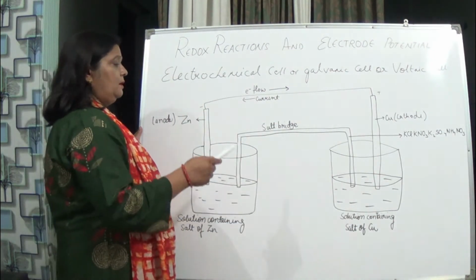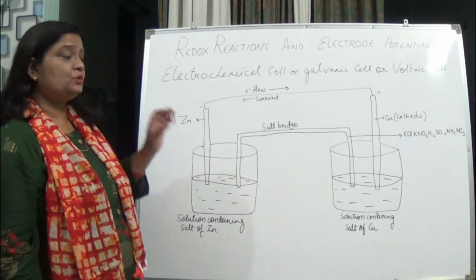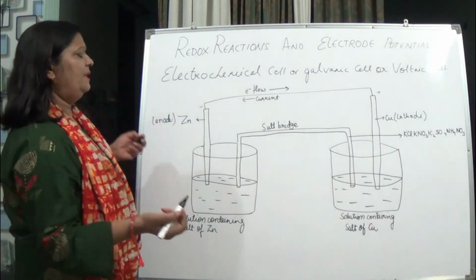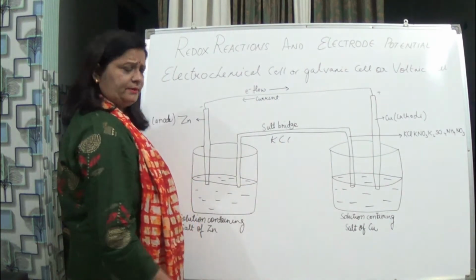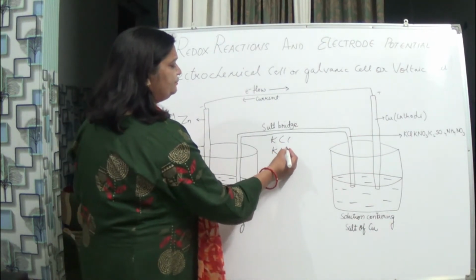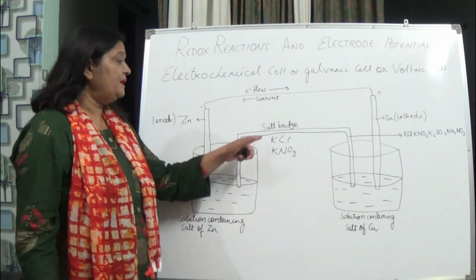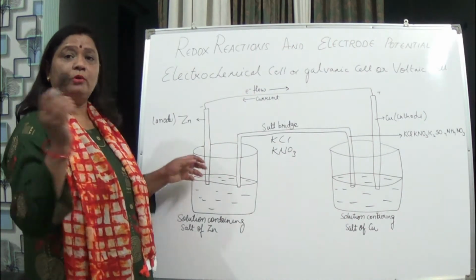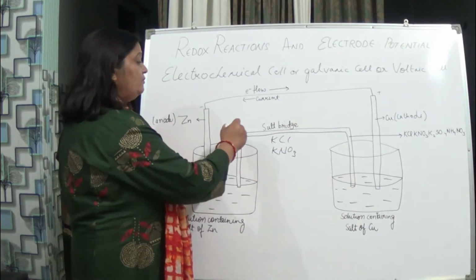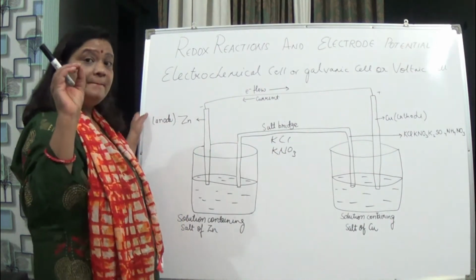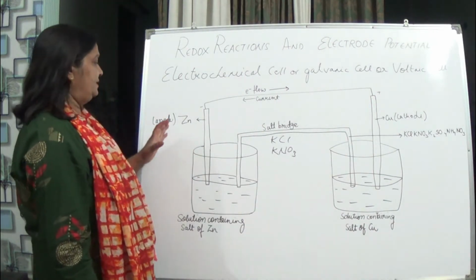What is this bridge? This is known as the salt bridge. What is present in this salt bridge? Mainly KCl, that is potassium chloride, potassium nitrate, or you can take any other substance also. But one more substance is present, that is agar-agar, in which the salt present over here is in paste form. Got it?